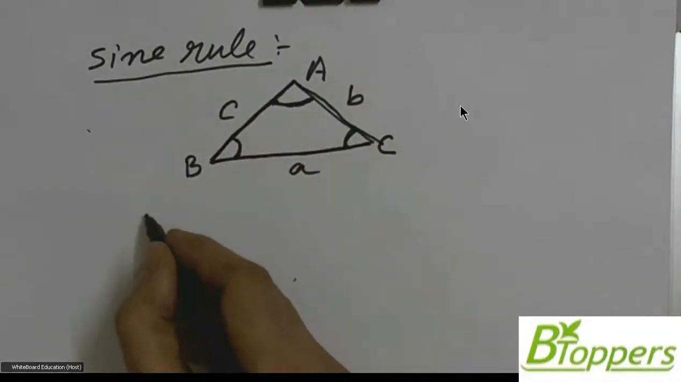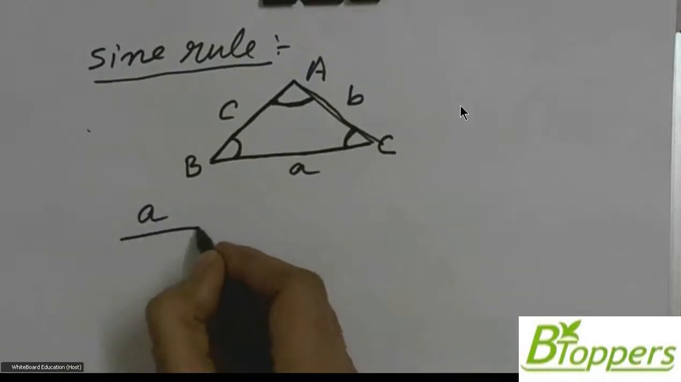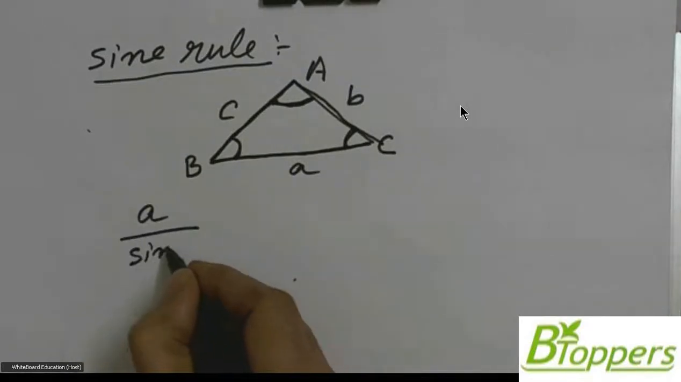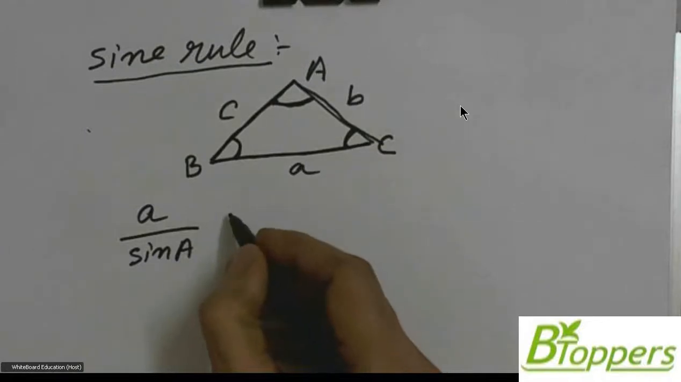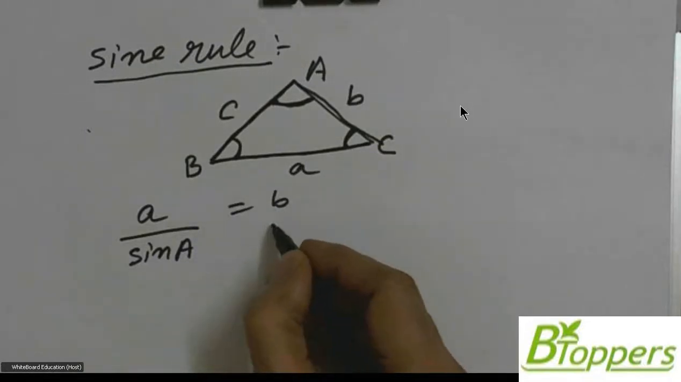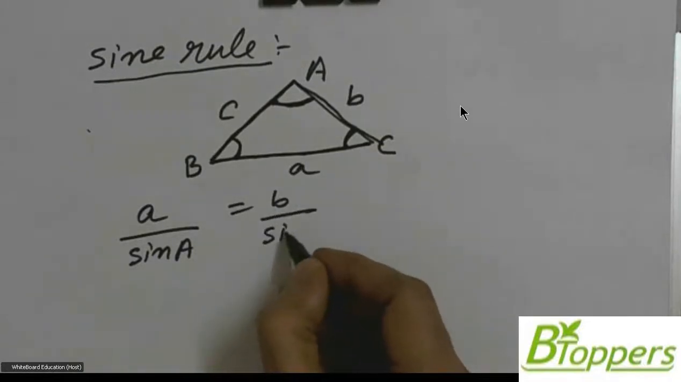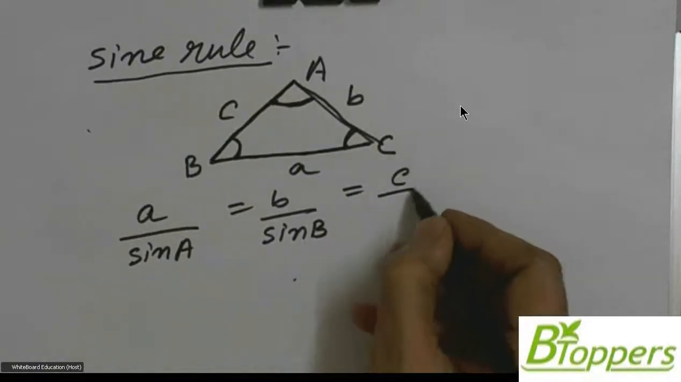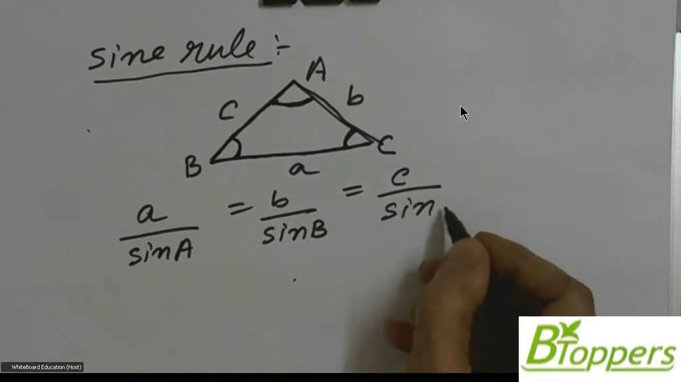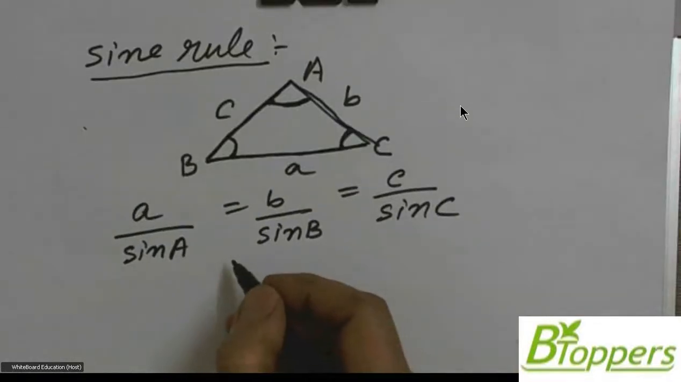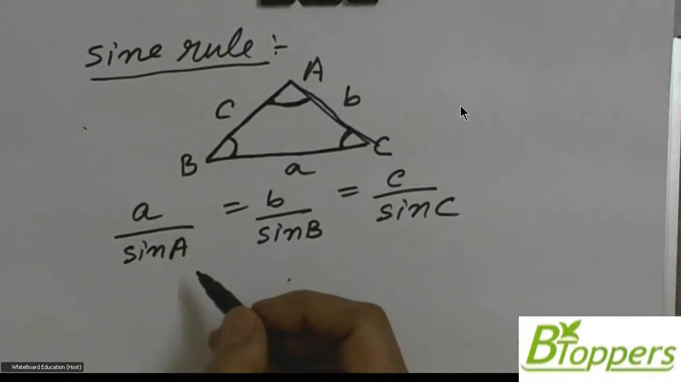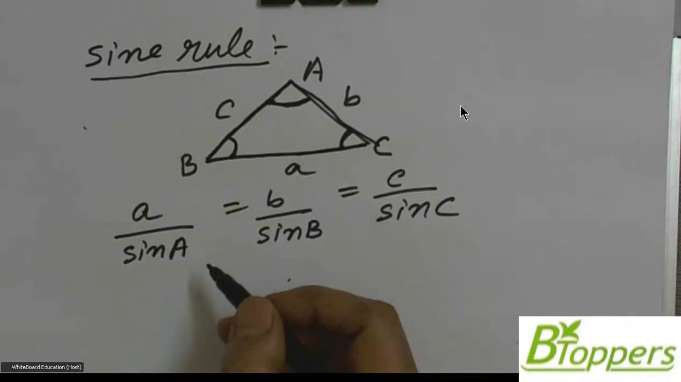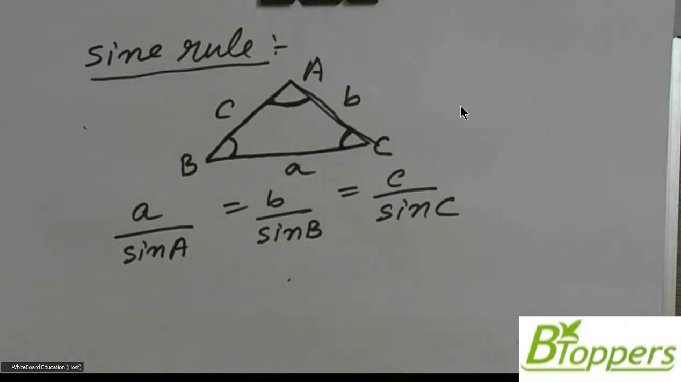The sine rule says that small a by sine capital A is equal to small b by sine capital B, that is equal to small c by sine capital C. That is the ratio of the length of the side divided by sine of the angle at the opposite vertex. That is the same for all the three sides of the triangle.